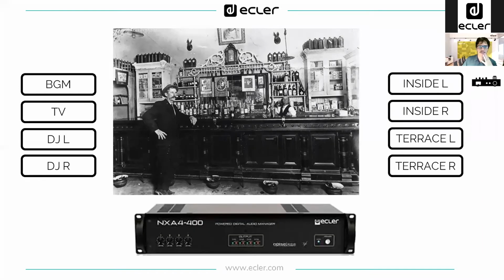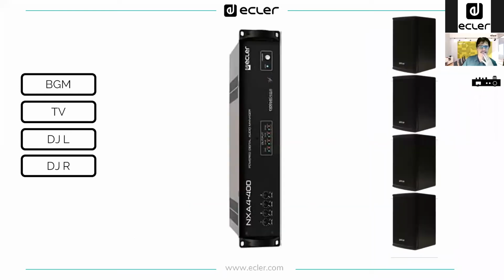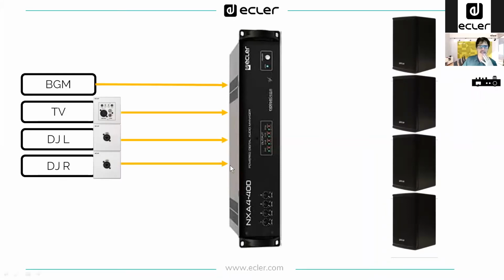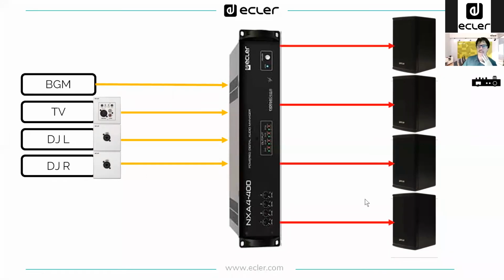So we can just use an NXA for that and just plug everything in, WPA mix, and these wall plates with the combo connection for the DJ, and just plug onto the loudspeakers. NXA are low impedance amplifiers. There's no high impedance versions, okay?